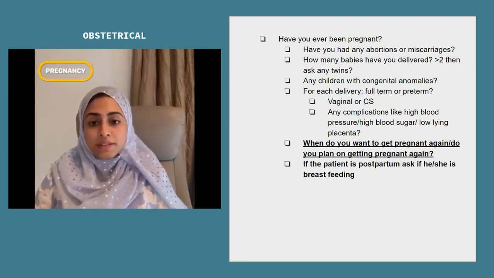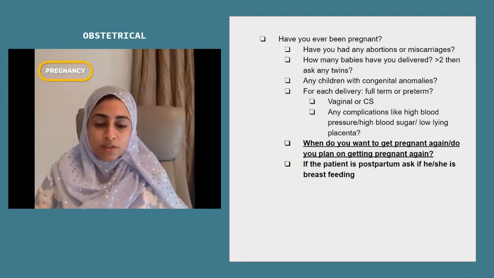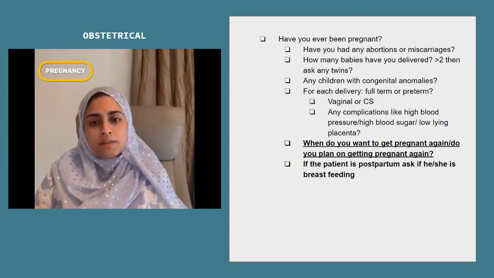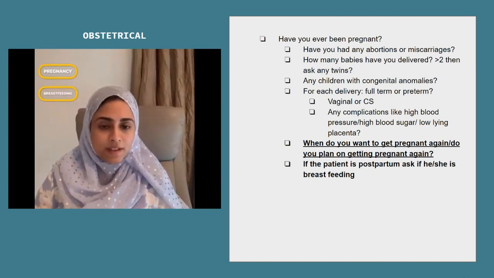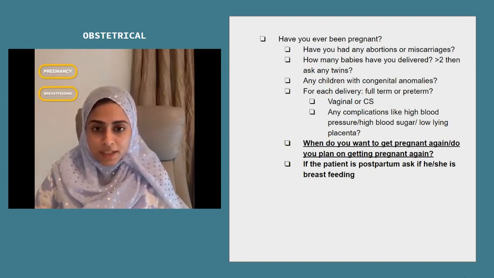Ask them about each pregnancy, whether it's been vaginal or C-section, whether there was any instrumentation used or not, any complications during their pregnancy, was it full term or not? And for any recent pregnancies or deliveries, ask them whether they're still breastfeeding or not, because that will also determine what form of contraception they would use.